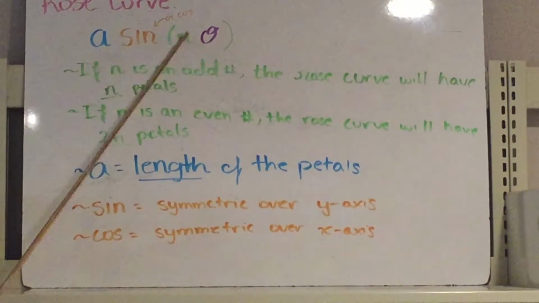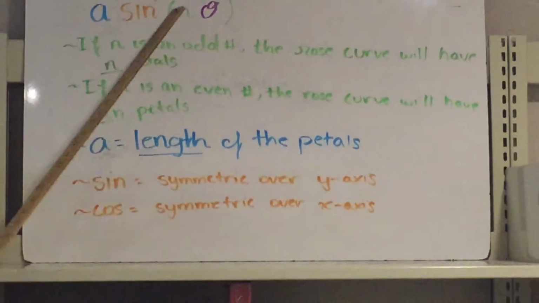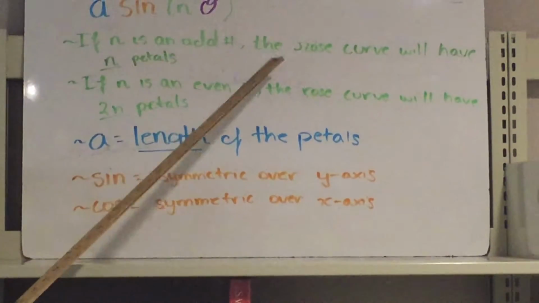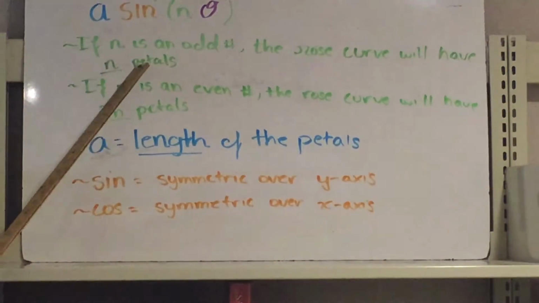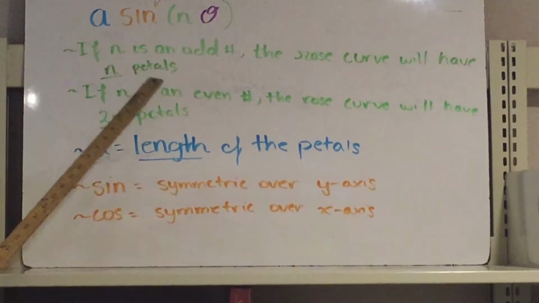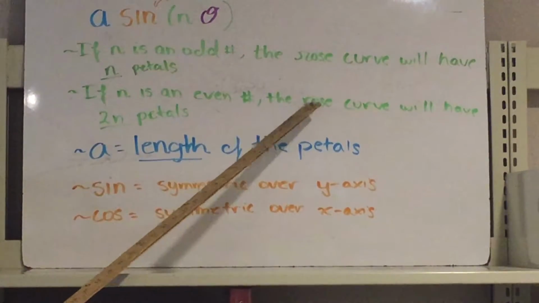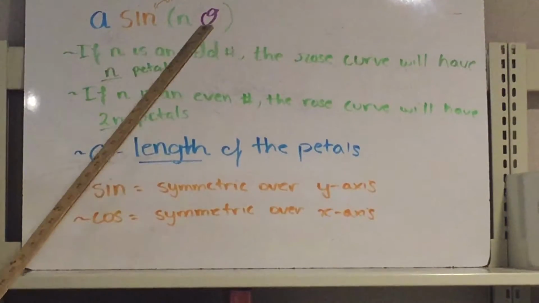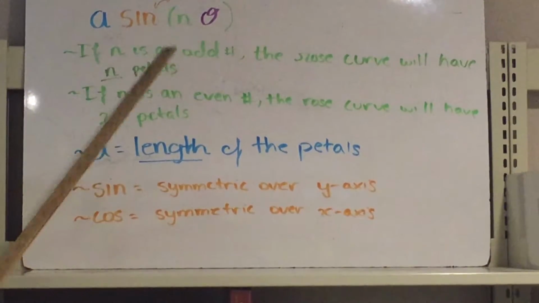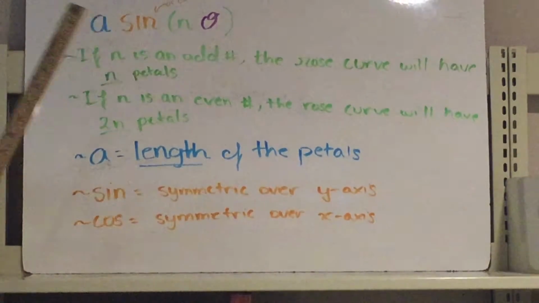And then what does the n mean inside the brackets? So if n is an odd number, for example 1, 3, 5, whatever, the Rose curve will have n petals. So if it's 3, the Rose curve will have 3 petals. If it's 5, the Rose curve will have 5 petals. But if n is an even number, like 2, 4, 6, then the Rose curve will have 2n petals. So for example, if n equals 2, then the Rose curve will have 4 petals. If n equals 4, then the Rose curve will have 8 petals, and so on.